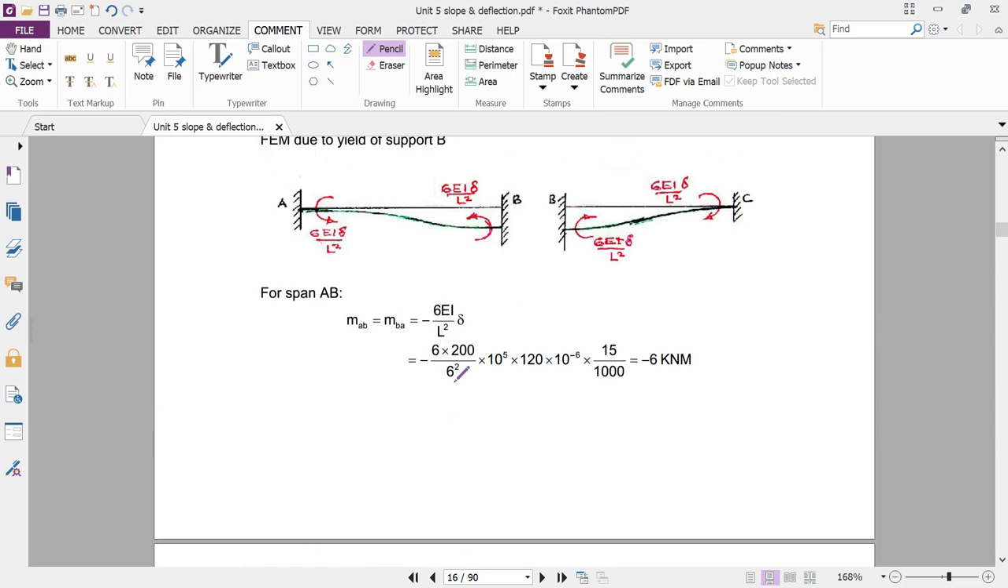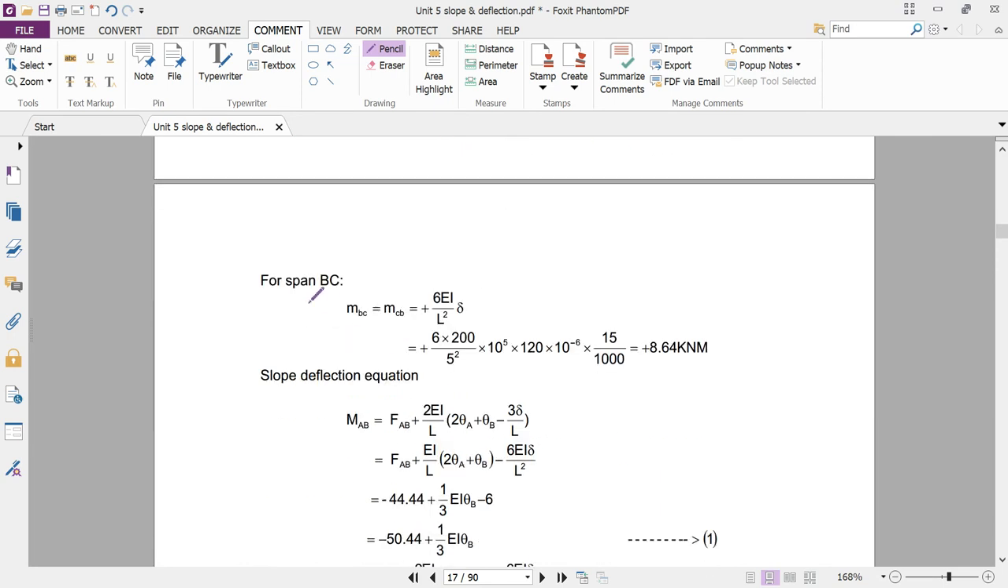Most of the time students commit the mistake of directly taking all these moments as a common value. Okay, because in the denominator there is a length factor, so whenever you come across such a numerical, you have to clearly see what the span of the beam is. The span of the beam plays a very vital role in the denominator of the formula, so you have to put the correct value of the particular span in that formula. Okay, so for span BC we have calculated the new fixed end moment of plus 6.84.